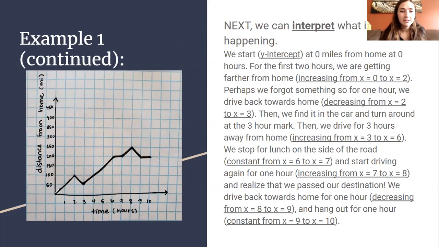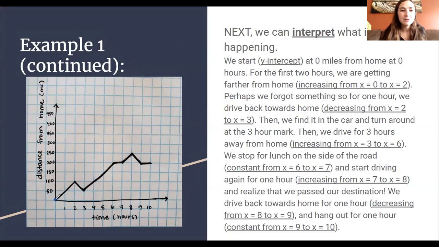So here we are. We're going to imagine we're taking a road trip, because we're graphing time and distance from home. So we're going to start here at 0 hours, 0 miles. And for the first 2 hours, we're driving away from home. It looks like we get to be 100 miles from home in 2 hours. We're in the car for 2 hours.